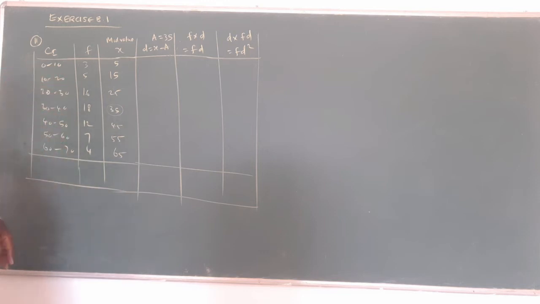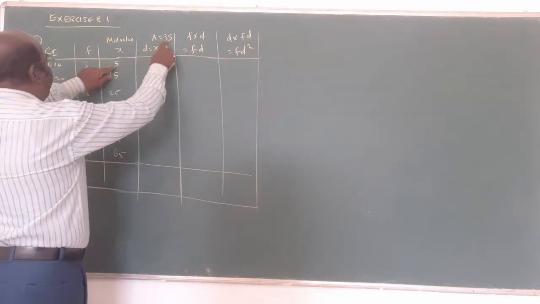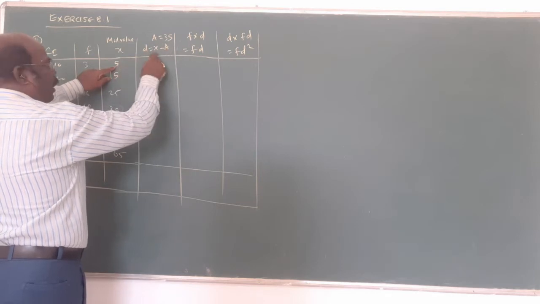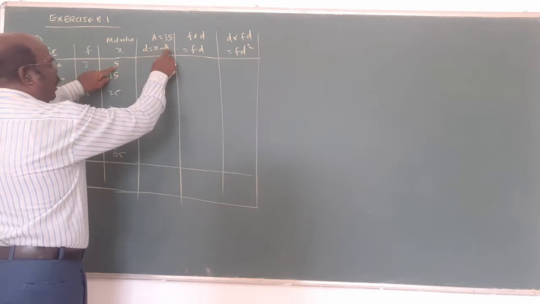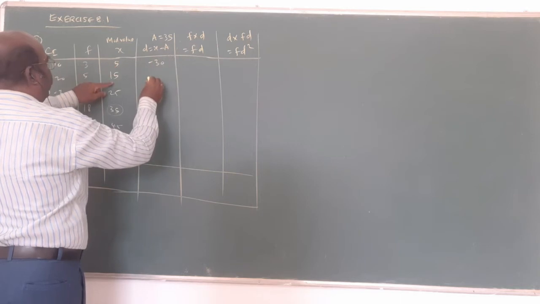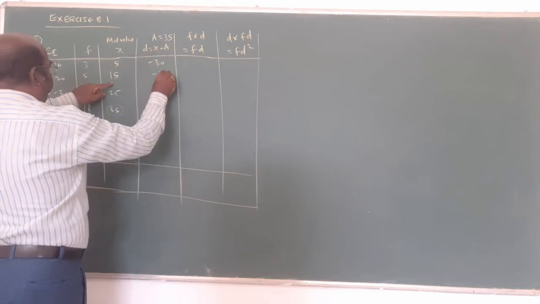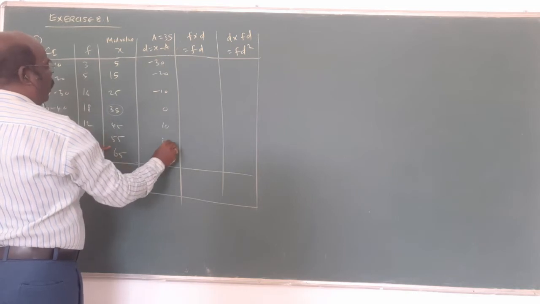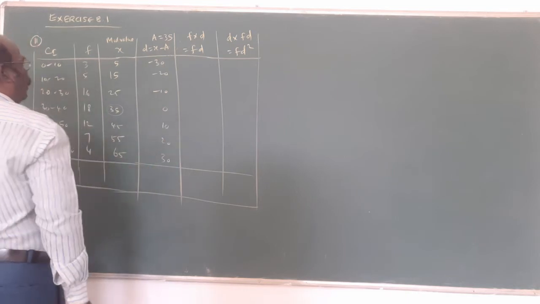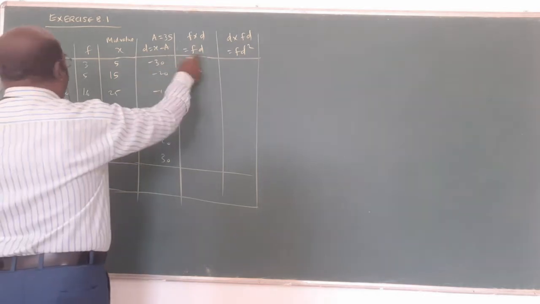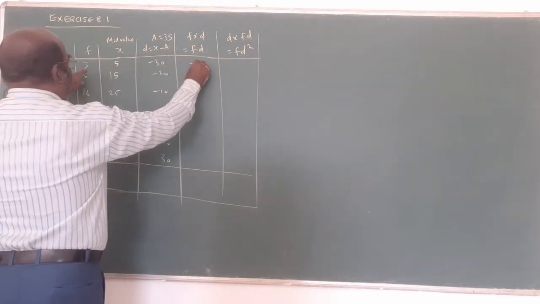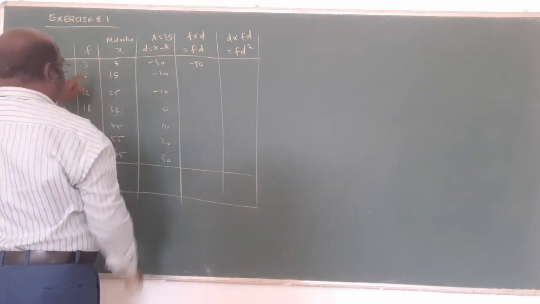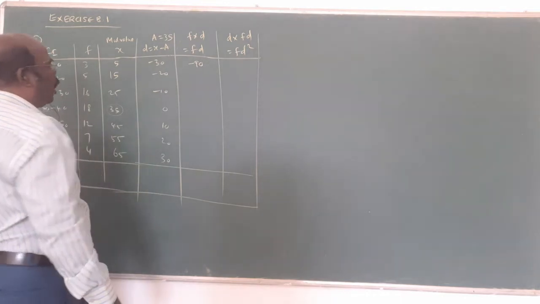A is 35. But 5 minus 35, X minus A, no? A is 35. 5 minus 35 is minus 30. Next step, 15 minus 35 is minus 20. Here minus 10, 0, 10, 20, 30. Am I right? Then F with D, F with D.